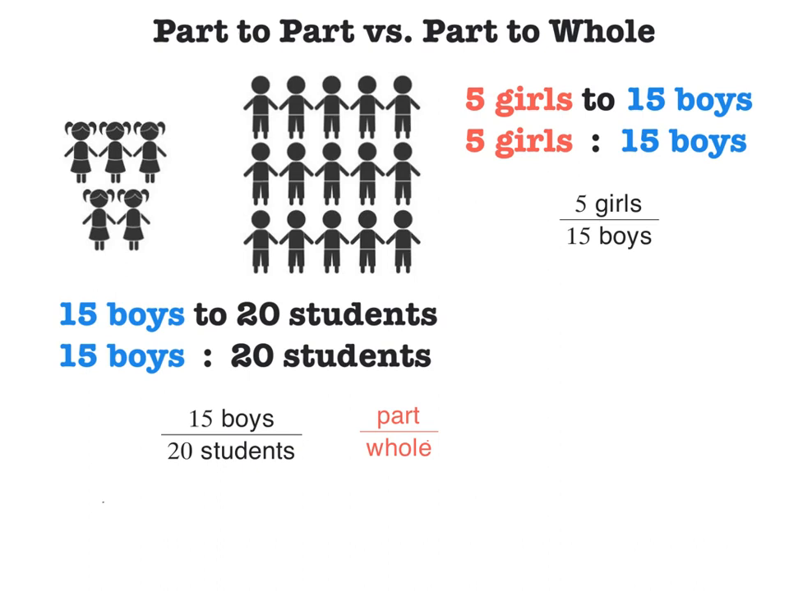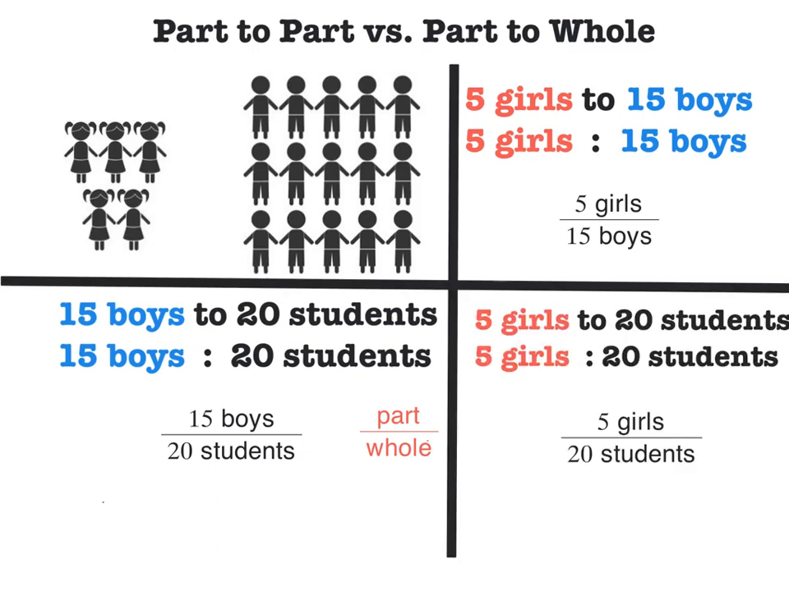Why don't you pause the video and try to write the ratio for girls to the whole class? Welcome back. Now check your answers to what you said a ratio of girls to the whole class would be. You should have written 5 girls to 20 students, 5 girls colon 20 students, or 5 girls over 20 students.